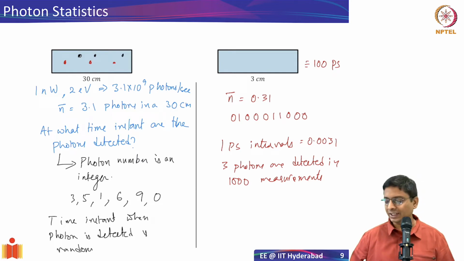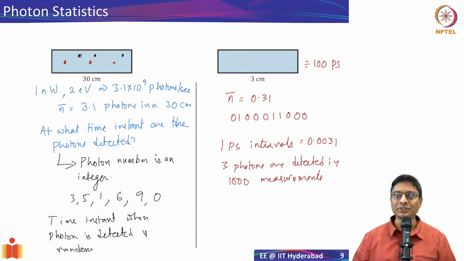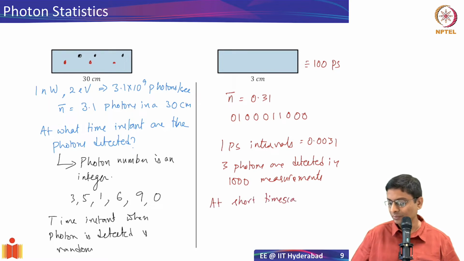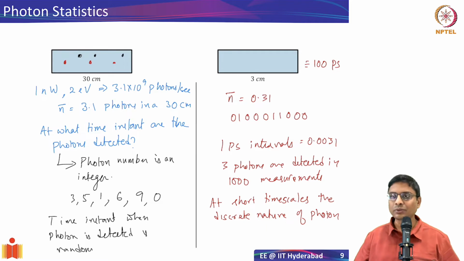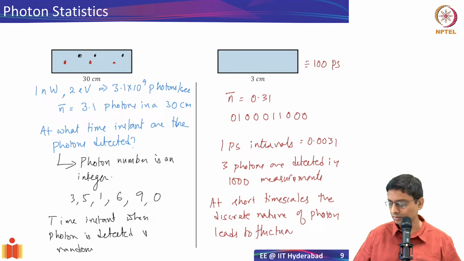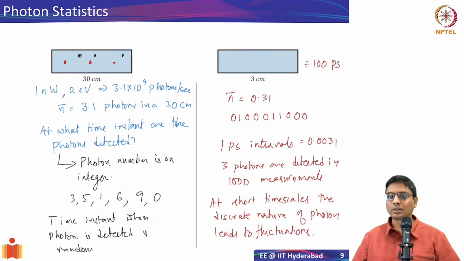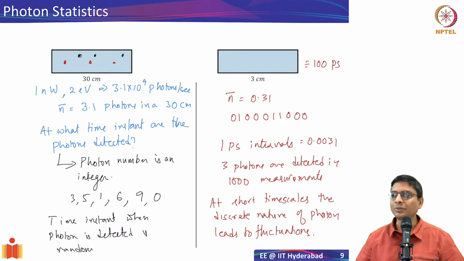So the conclusion from this is, if you are dealing with short time scales, we are dealing with some kind of random fluctuations. So we can conclude that at short time scales like 1 picosecond and so on, the discrete nature of the photon leads to fluctuations. What are those fluctuations? How will they look like?